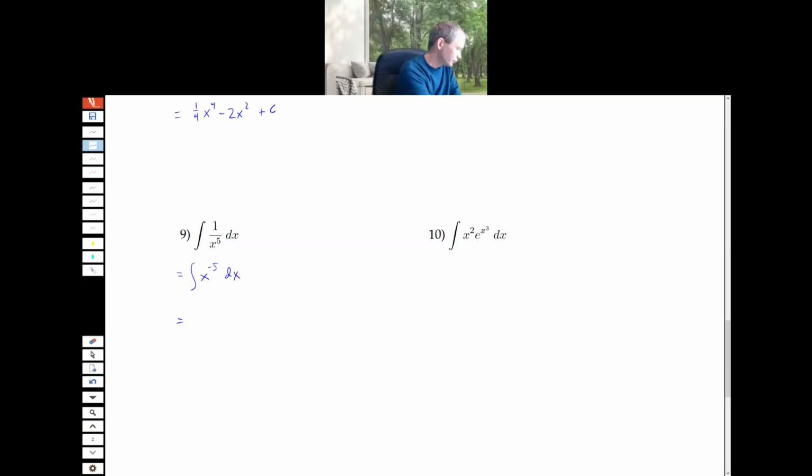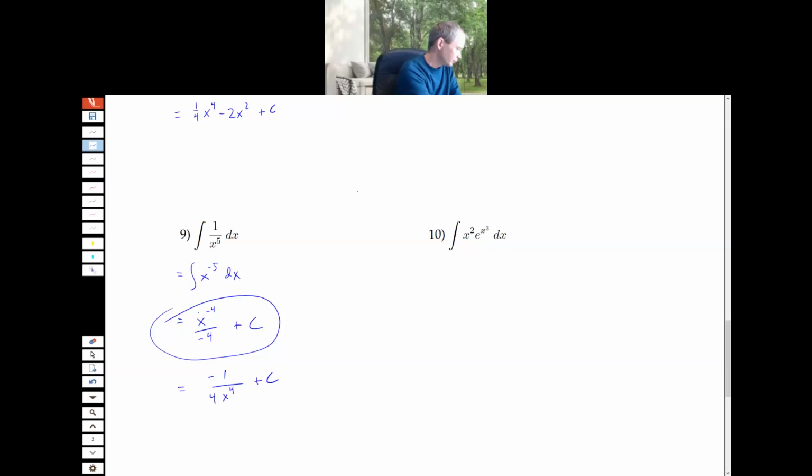So I add 1 to the power. Negative 5 plus 1 is negative 4. And then I divide by that new power, right? That's my power rule for integrals. Okay, so I can leave it like this, that's fine. Or if you want to rewrite this, it's a negative, there's a 4 in the denominator, and I can rewrite that x to the negative 4 as an x to the 4th in the denominator. Okay, so that's correct also, right? Either way is perfectly acceptable.